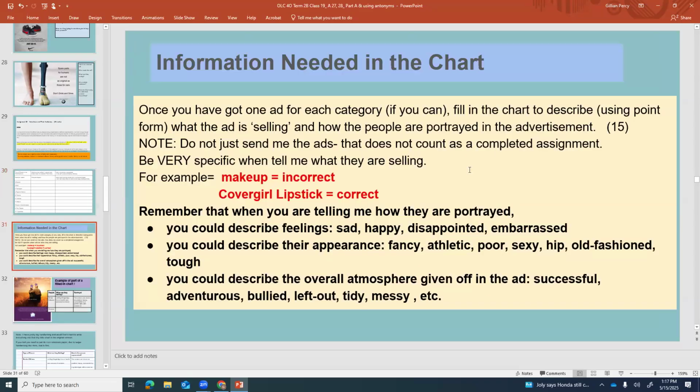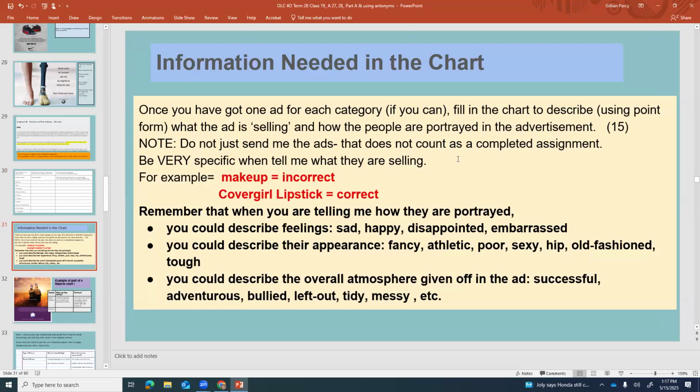Okay, so once you've got an ad for each category, which hopefully you can, fill in the chart, tell me what the ad is selling and how people are portrayed. Don't just send me the ads. I've had people do that too: "Here you go, here's the ads." No, I'm not the one doing the work. You're supposed to be doing the work.